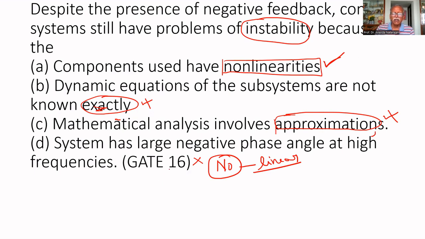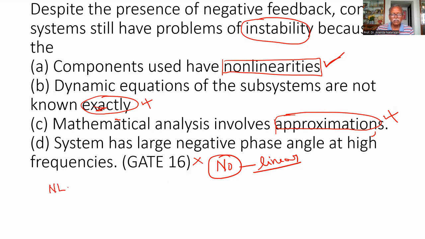Either we are operating the system in the linear range or we are approximating the nonlinear system to a linear system. That's why nonlinearity is always there. That's why there is a problem of instability.